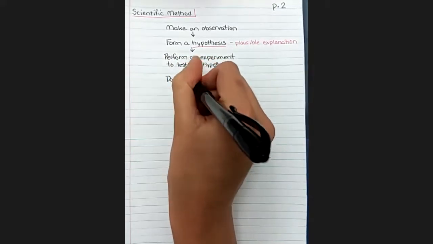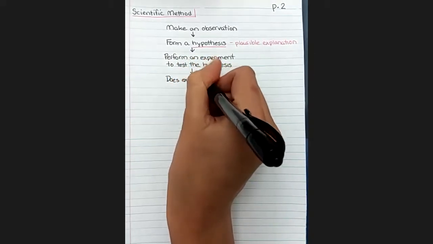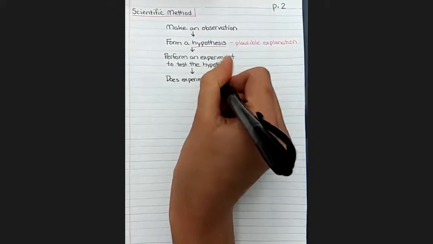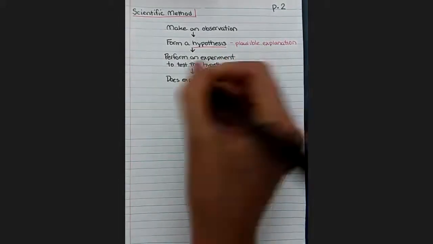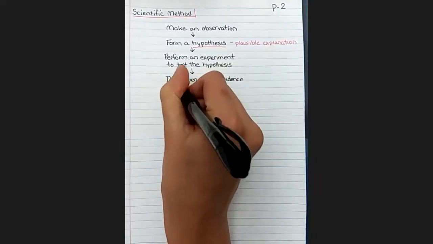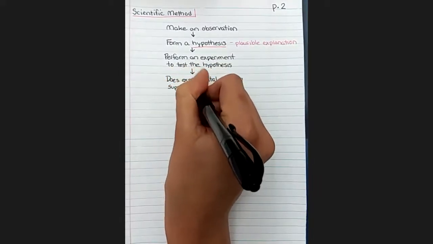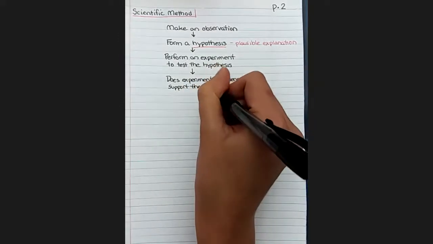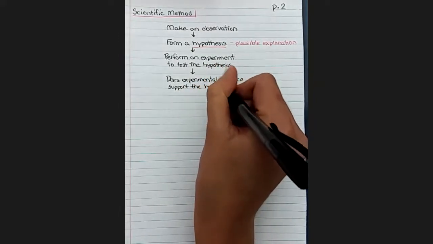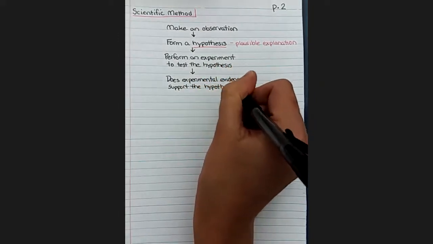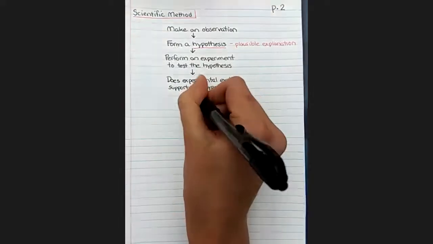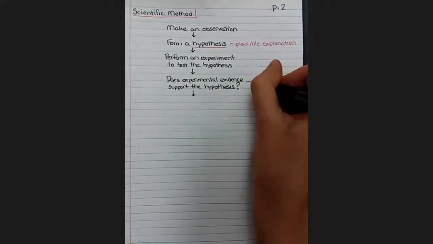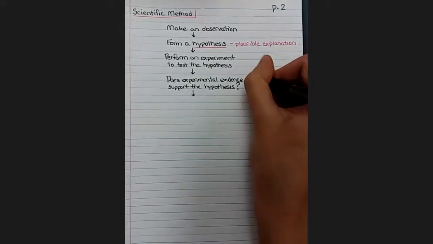So you do an experiment and you collect data and evidence, and then you ask the question, does this experimental evidence support the hypothesis? And there's no judgment here. Science isn't going to judge you for getting it wrong. Science just wants to find the correct answer. So your answer could be yes, or your answer could be no.